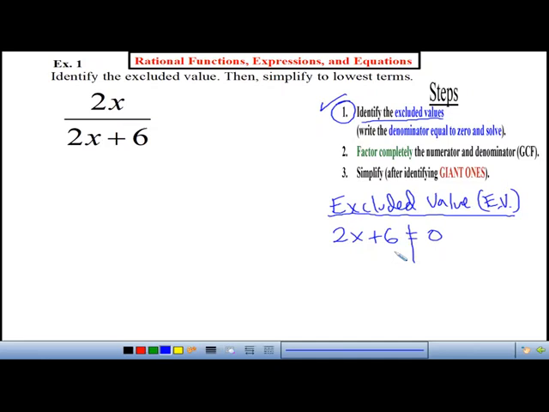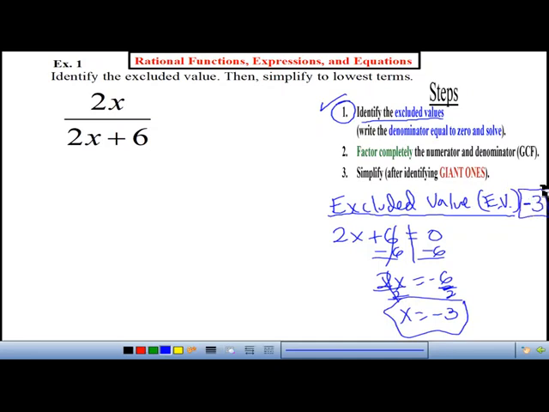So what do? Minus 6, bring down the 2x equals -6, divide by 2, divide by 2. Therefore, x equals -3. So guess what? My excluded value is -3. Copy that, please. All right.